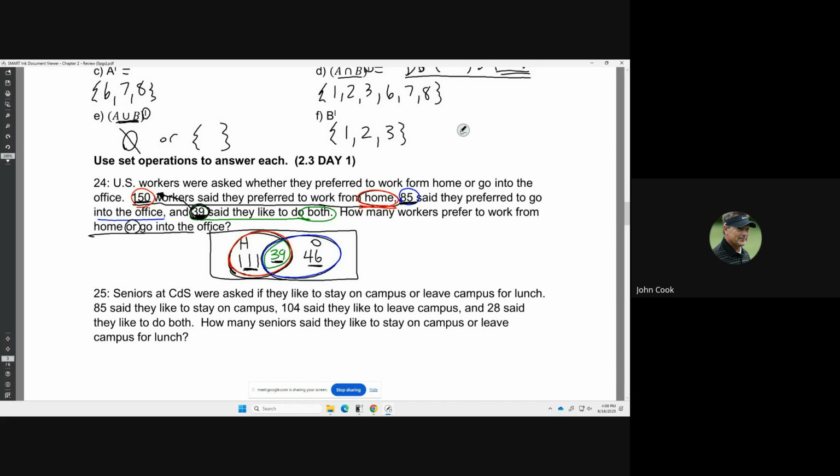So that "or" word means that it's going to be the union. So it's going to be the people that work from home or they work from the office, and it's going to be the union between them. I shouldn't write the letter U. It's not quite the same. But that means, what is it all together?